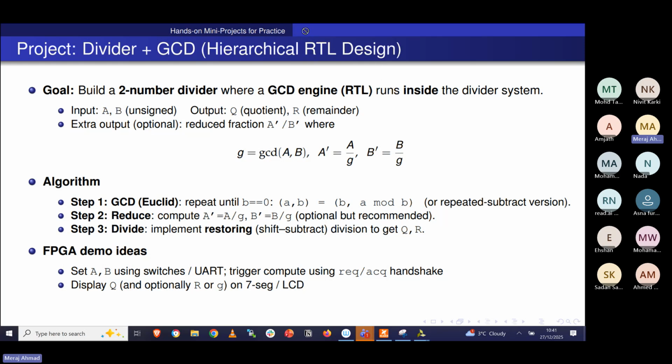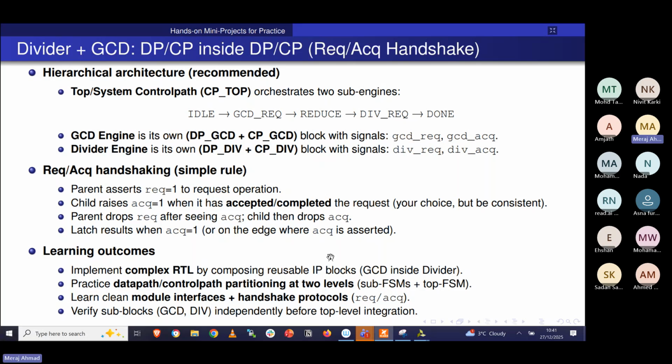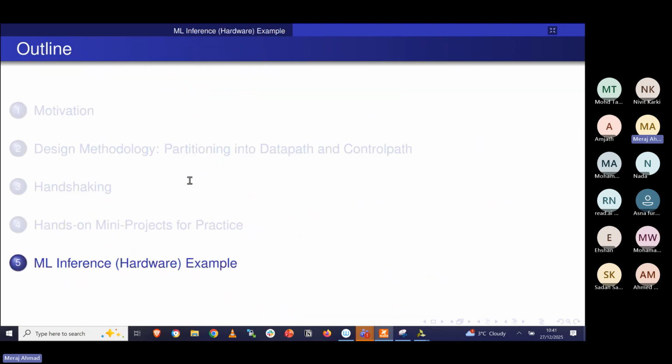So if someone wants to get some hands-on experience with hierarchical design, this can be a good example, in which you find the GCD of 2 numbers, and then you have a divider and get a remainder and quotient. And if you want to do it as an FPGA demo, you can also try that. These are some outcomes you will have. You'll have 2 FSMs, 2 data paths. Some handshaking is required, and this is where you will get a feeling of how important handshaking is and how it's implemented.